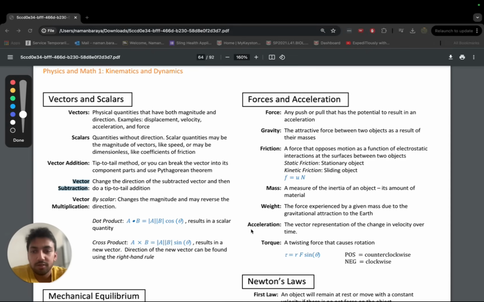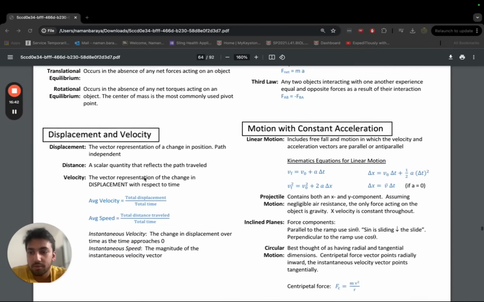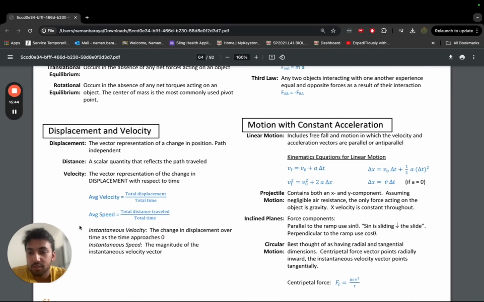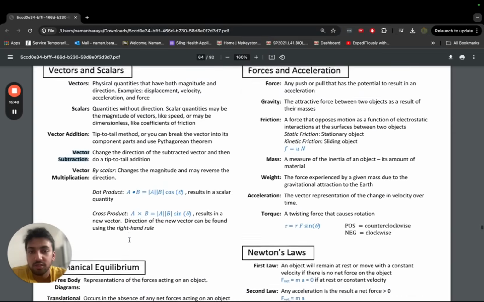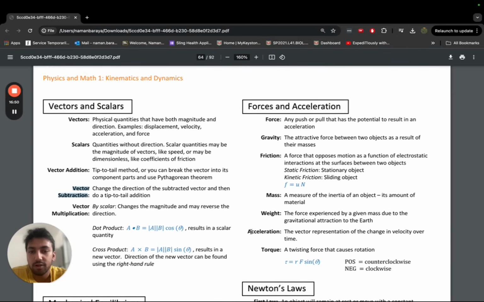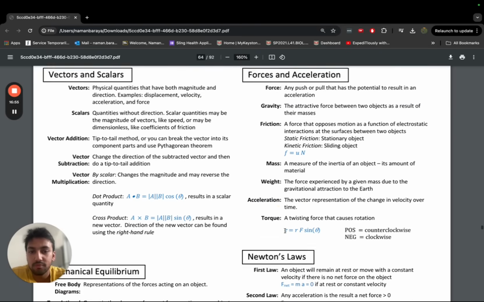All right, acceleration is the vector that represents the change in velocity over time. If you were wondering why I was talking about instantaneous velocity before, it's because we use that calculation of the instantaneous velocity and figure out how that instantaneous velocity is changing over time, and that's what the acceleration is.